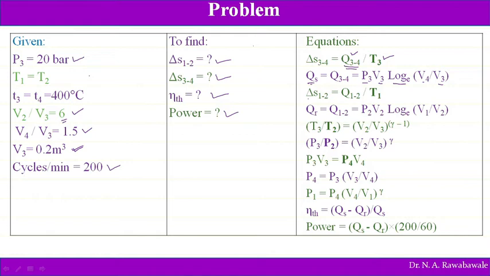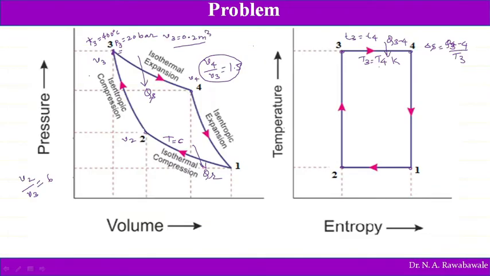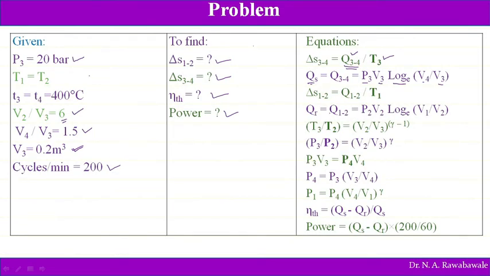Then to find out the change in entropy during process 1 to 2, the compression process: if we know the heat rejected and the temperature, the ratio of heat rejected divided by the constant temperature gives the change in entropy. So Q1 to 2 divided by T1. T1 is the temperature of process 1 to 2 because it is a constant temperature process. Q1 to 2, the heat transfer during the isothermal process 1 to 2, is given by P2 V2 log to the base e of V1 divided by V2.